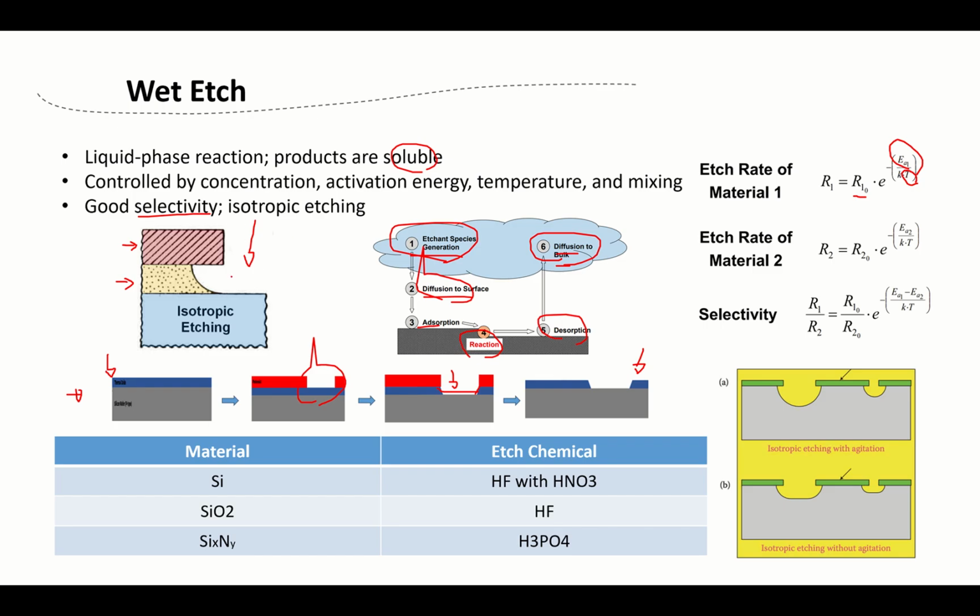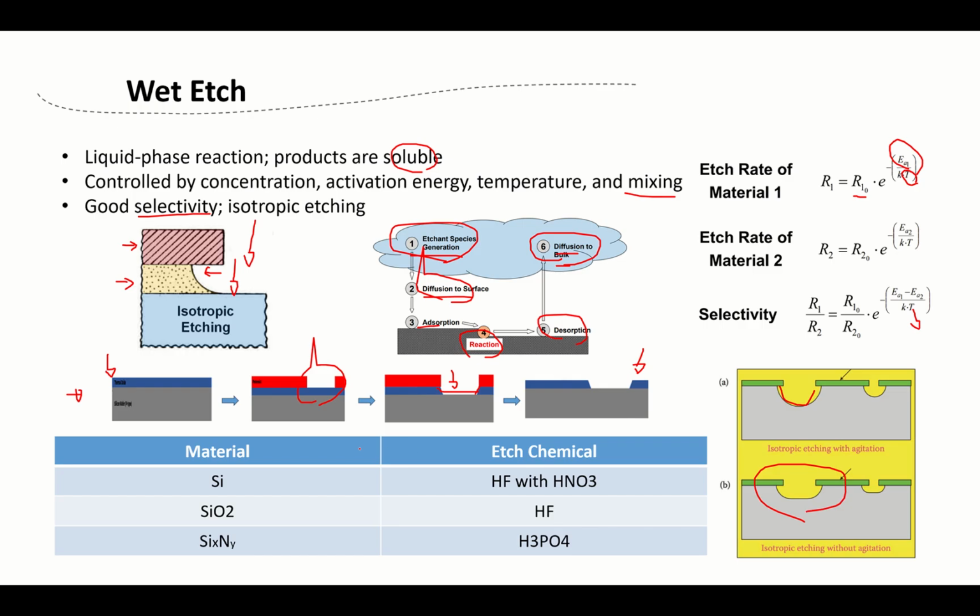Isotropic means not only vertical etchings, you also have lateral etchings. Here, if we decrease the temperature, we can increase the selectivity. When we say mixing is an important part, as we can see over here, even with isotropic etching, if you didn't mix the chemicals really well, you will cause something like this.